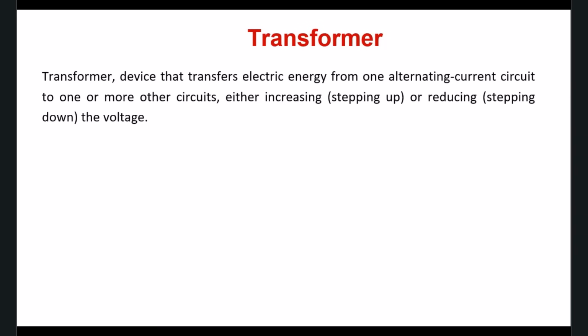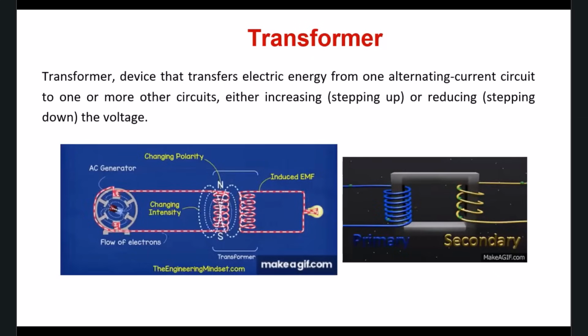In that situation, we use transformers. Transformers are devices that transfer electrical energy from one alternating current circuit to another circuit, either by increasing, which is called stepping up, or by decreasing, which is called stepping down. So a transformer is a device which transfers energy from one particular part to another.